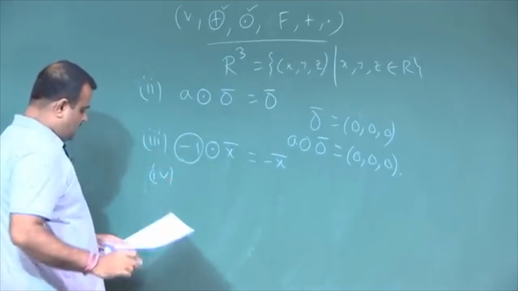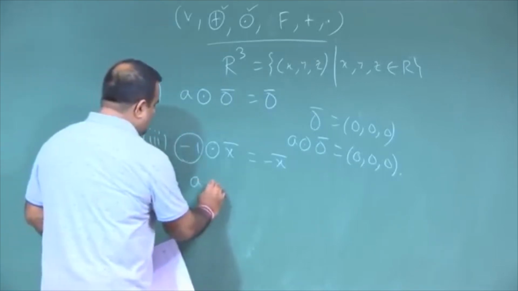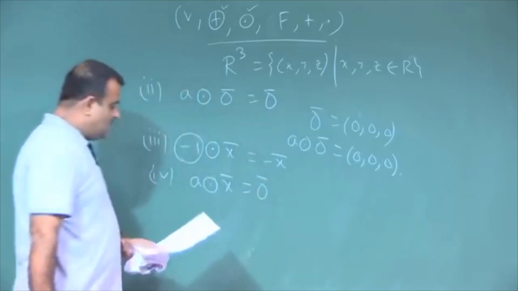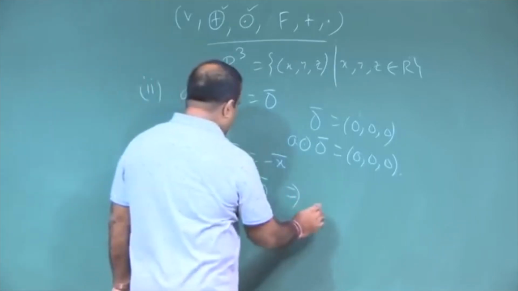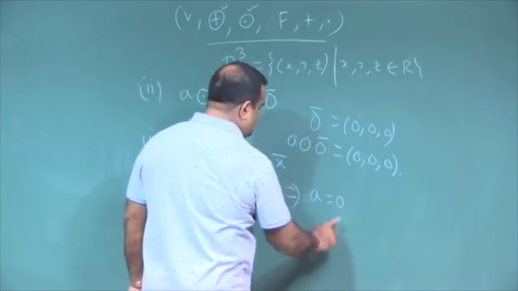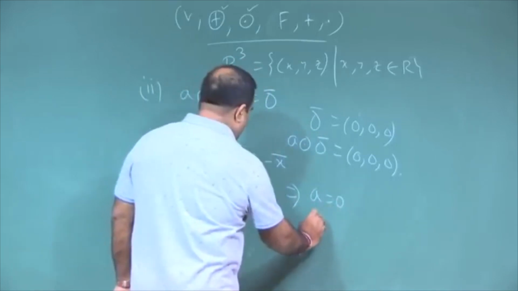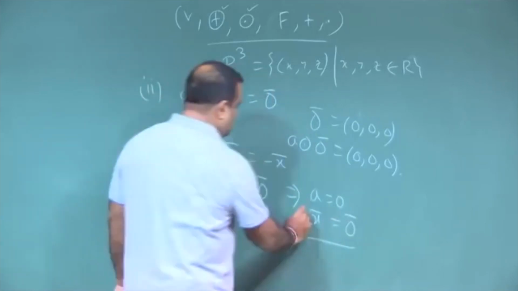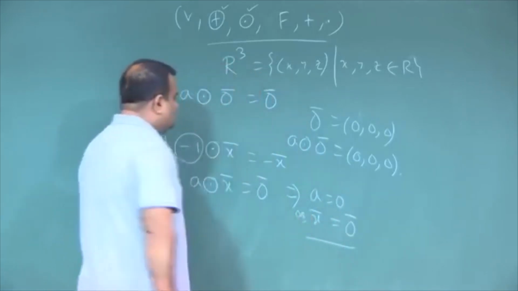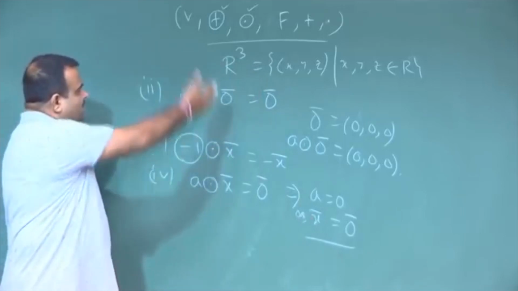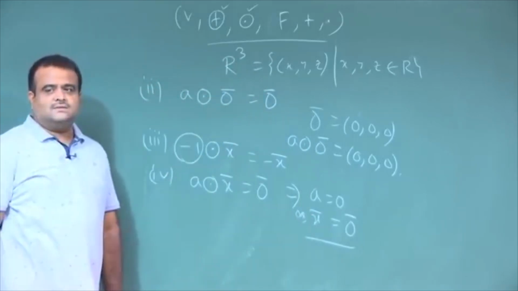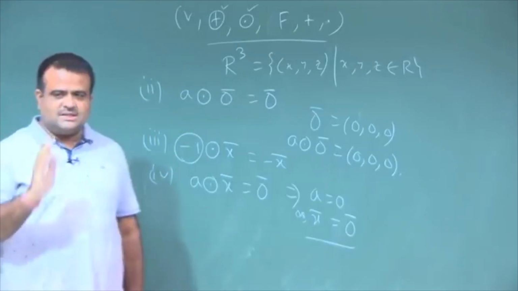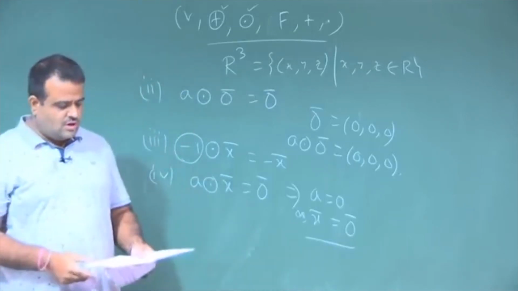Now another property is, if we take a scalar a along with a vector x, and a times x is the 0 vector, then this implies either a is the 0 scalar or x is the 0 vector. Either one of these has to hold. We can easily verify this over this particular vector space, but this is true in general, and we can prove it.